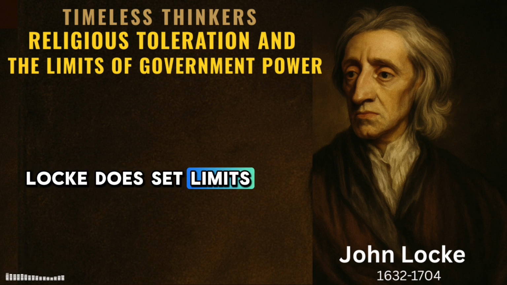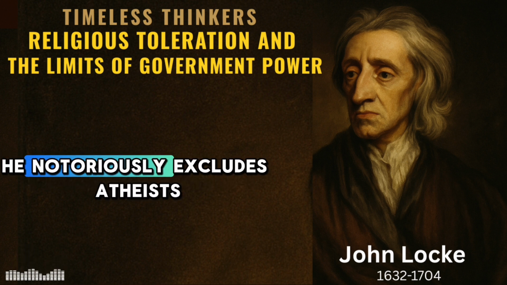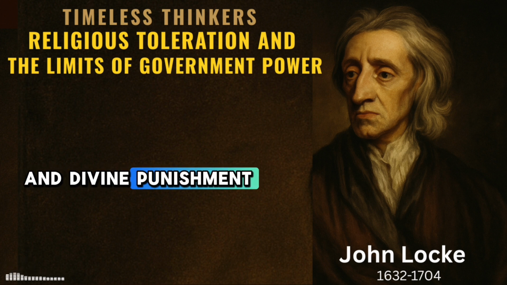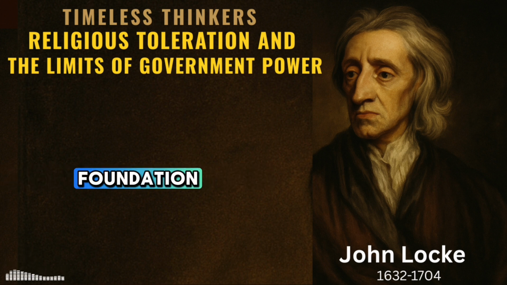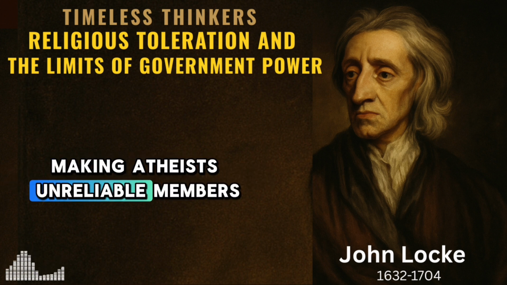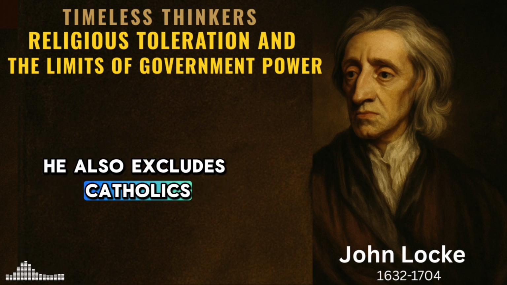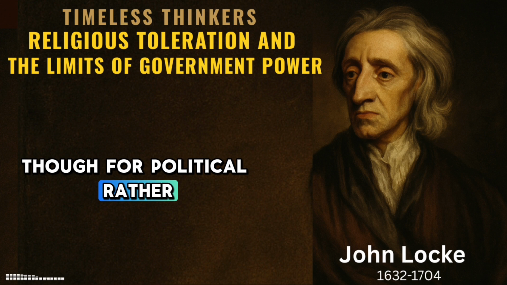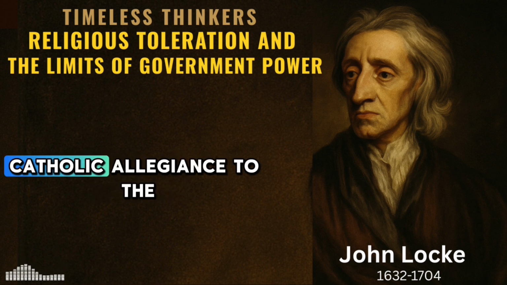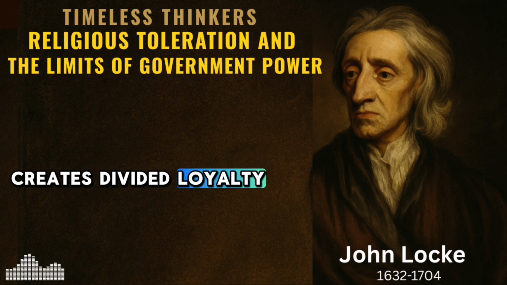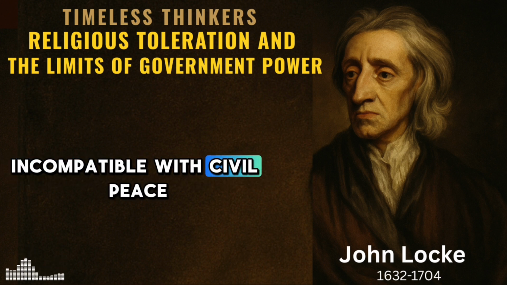Locke does set limits on toleration. He notoriously excludes atheists, arguing that without belief in God and divine punishment, oaths and promises lack foundation, making atheists unreliable members of civil society. He also excludes Catholics, though for political rather than theological reasons. Catholic allegiance to the Pope as a foreign sovereign creates divided loyalty incompatible with civil peace.